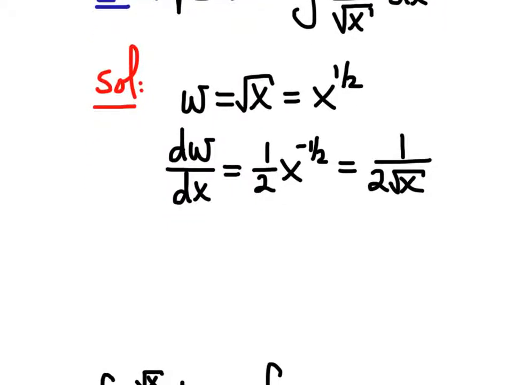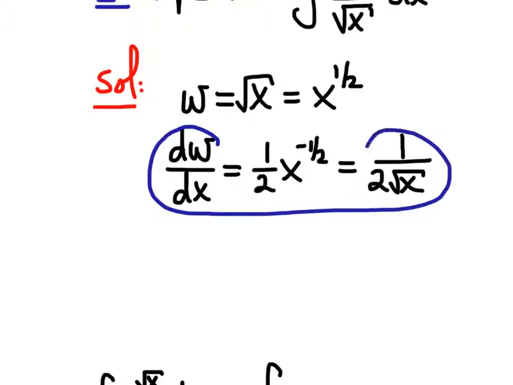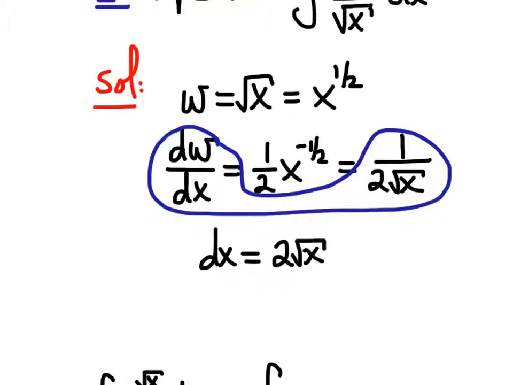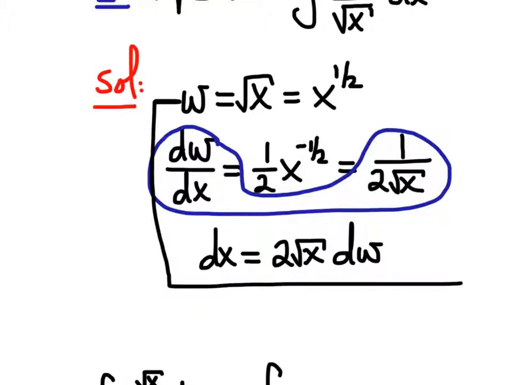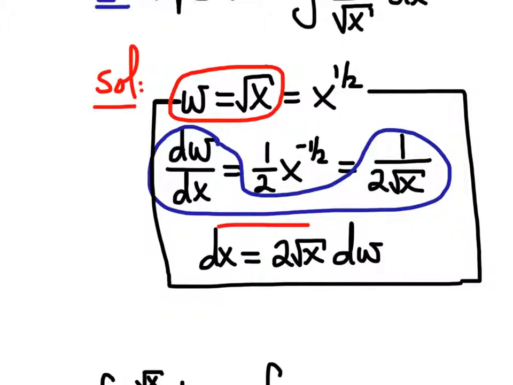Okay, and then as we know, the final step here is to solve this little mini equation. We have dw/dx is equal to 1 over 2 square root of x. We solve that for dx, and rearranging that you'll see that dx is 2 square root of x dw. So in this little box here is where we did our work leading up to the substitution that we're going to make. The important things to remember are what we set w to be and what we found dx to be.